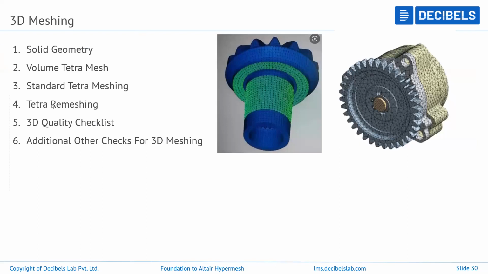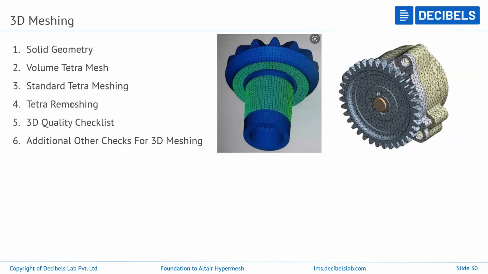Today's agenda is what solid geometry is and the creation of volume tetra elements. We can create the tetra elements by using the 2D elements, and if the geometry is a solid one, we can directly create the tetra elements on the surface itself. Then we are doing the standard tetra meshing. This is what we majorly use, the standard tetra meshing.